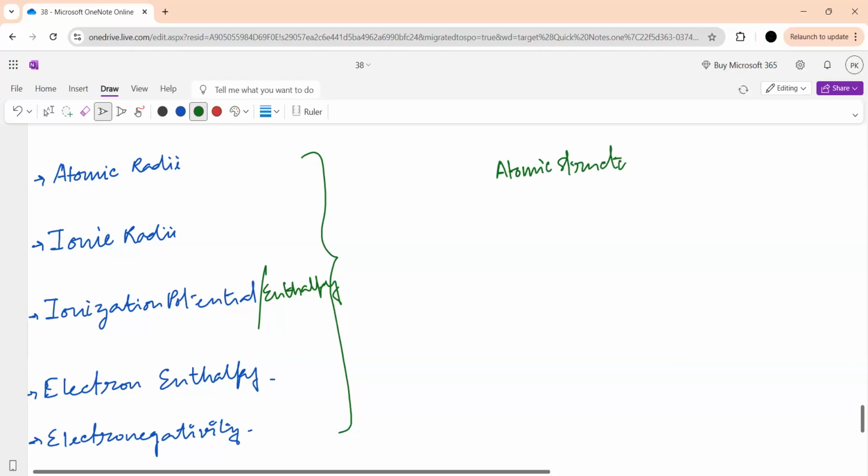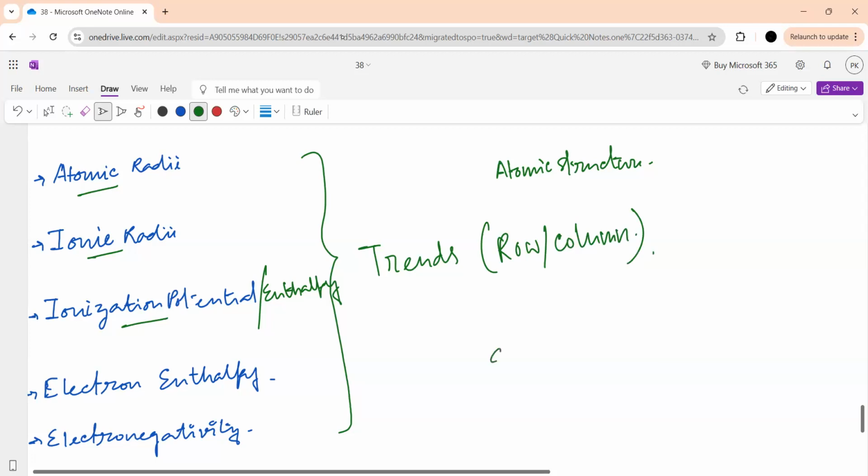So in the next class, you surely give these topics a read. Just have a basic concept. You don't have to understand everything, I will explain it in the next class. After that, we will see the trends of these along the row and along the column. And after that, we will go to the chapter equilibrium. Okay.